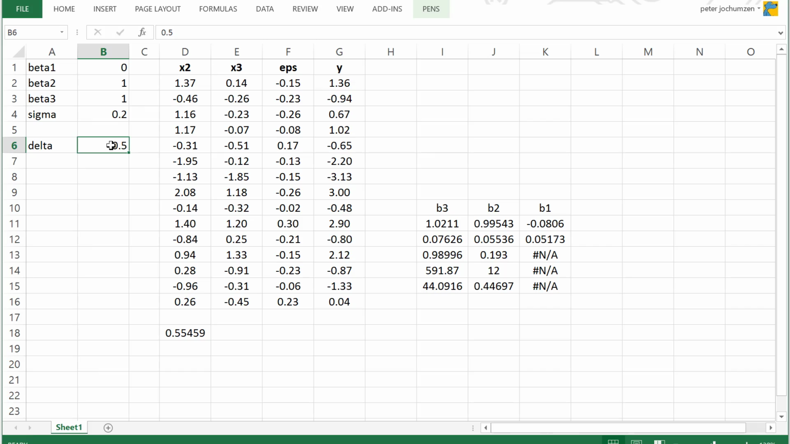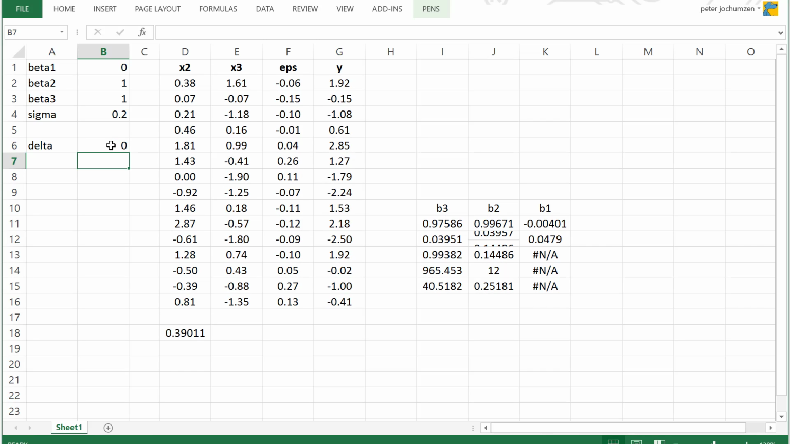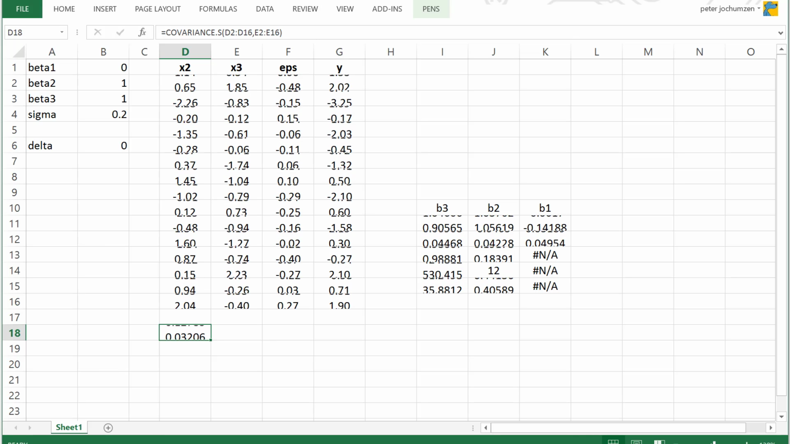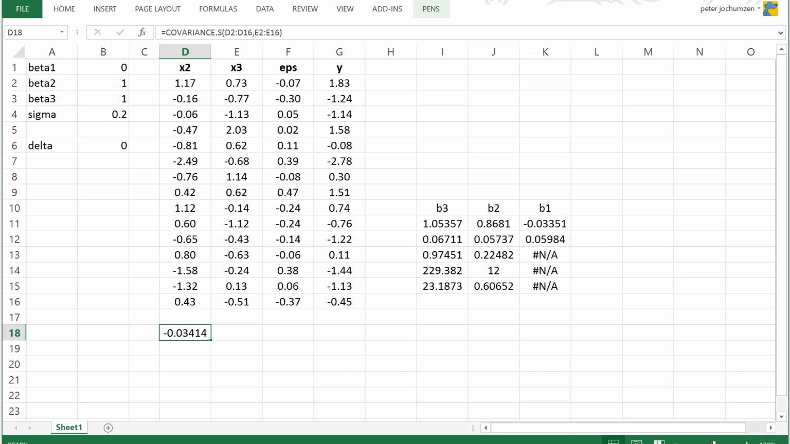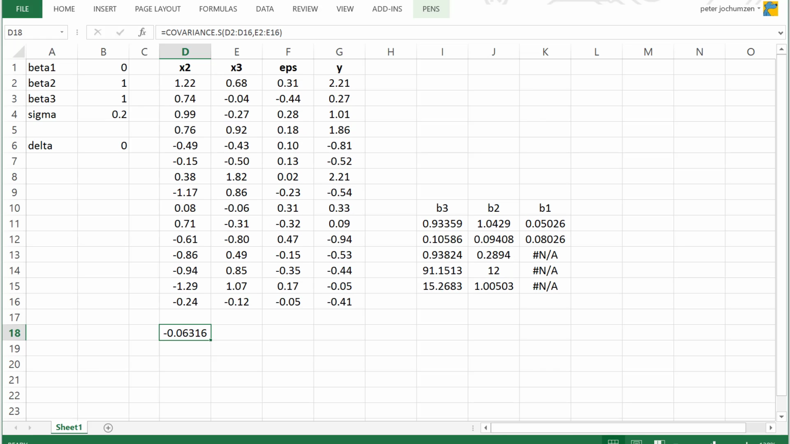If I take this delta down to 0, I again make them completely independent, because now x3 does not depend at all on x2 but only on this random number. And if you now look at the sample covariance, it will on average be 0, plus and minus with equal regularity. And we can look at the extreme case.